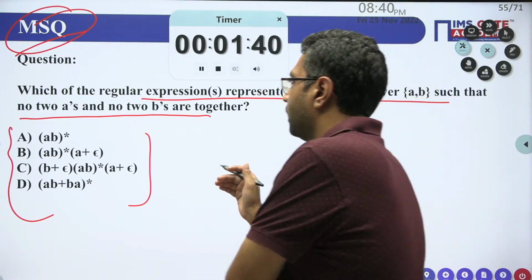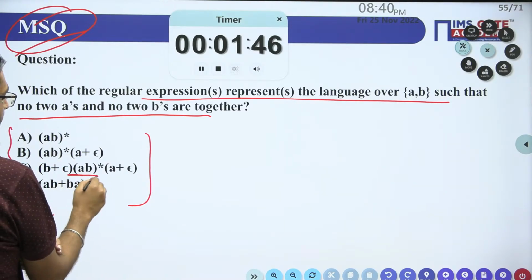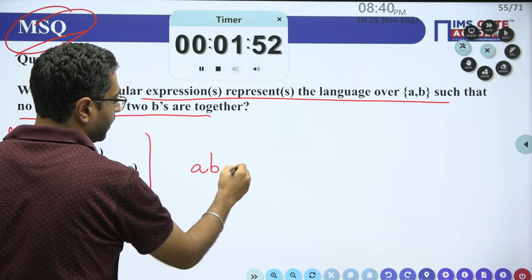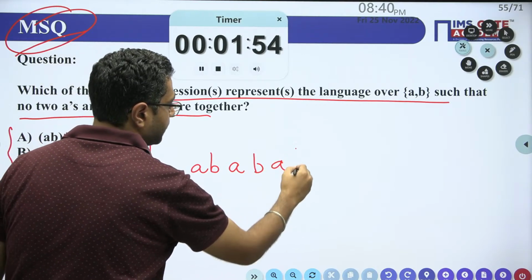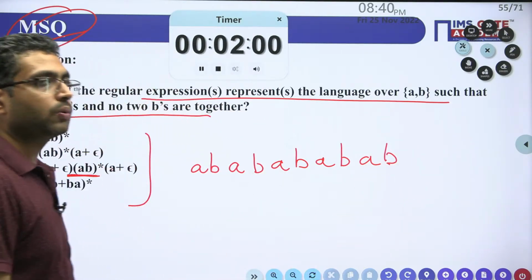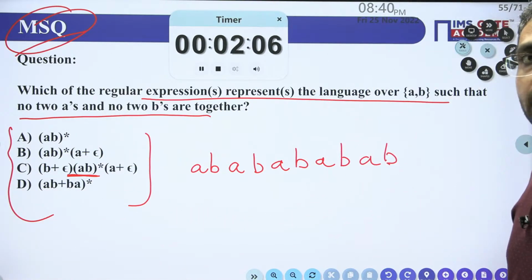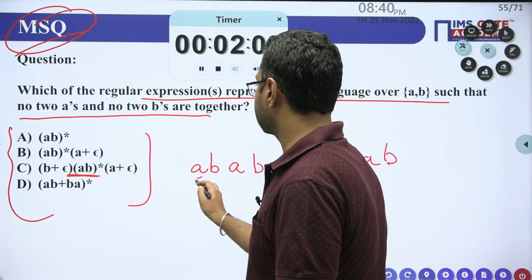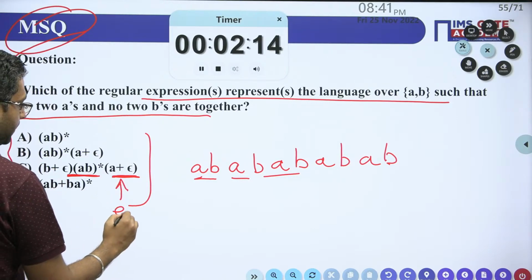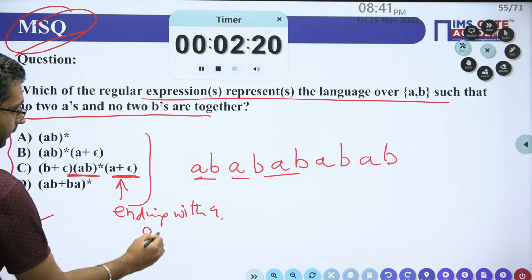So now, option C is perfectly fine. Why? Because the strings have to have a combination of AB only. That is the only way we can avoid two A's together or two B's together, either AB or BA. The question is based on AB, so this is perfectly fine. What are these two parts helping with? They help it end with A or B.